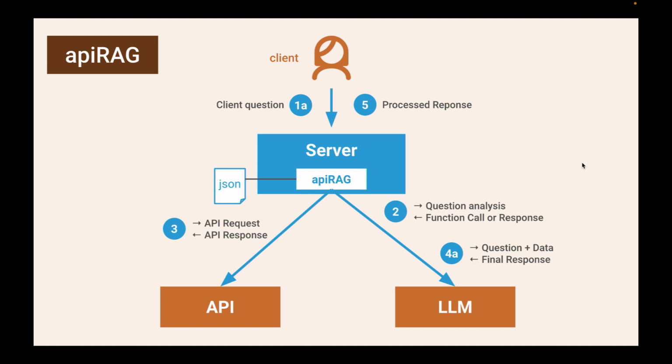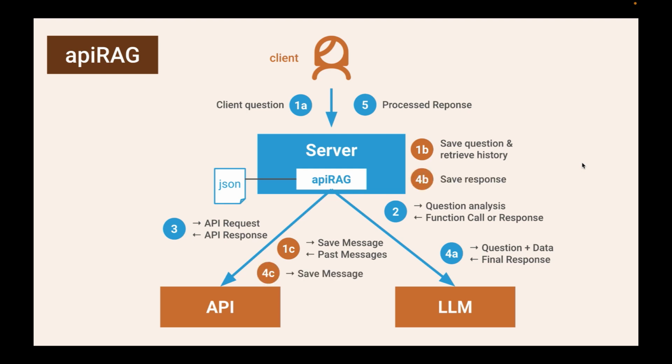So this is the overview of how apiRAG works. There are additional steps that are optional for saving questions as they come in and retrieving the history, so we can look up previous questions and add them to the context so the LLM knows what the user previously asked about. apiRAG then coordinates that with the API to save messages and retrieve messages from the API. So it modularizes the backend from the actual AI application. Similarly, it will persist the response that the LLM produces and save that message so it can be retrieved as part of the history in a future interaction.